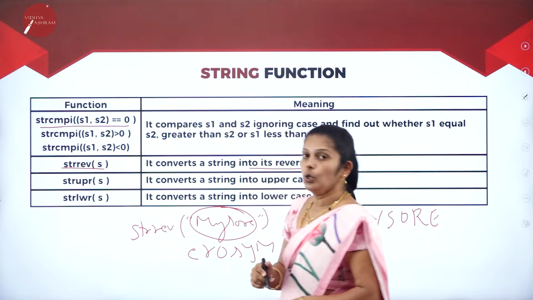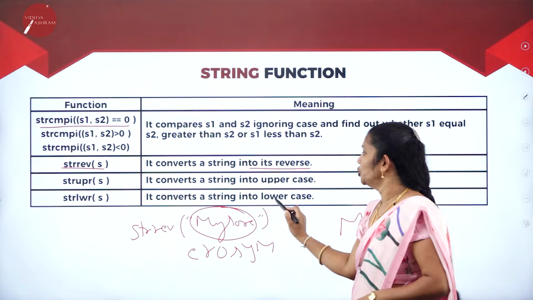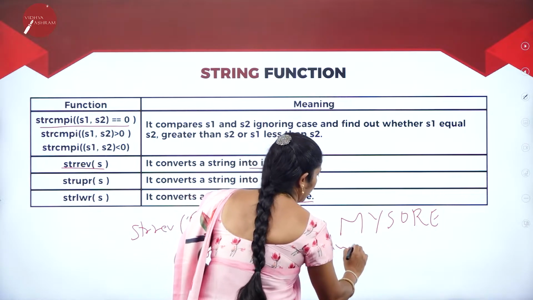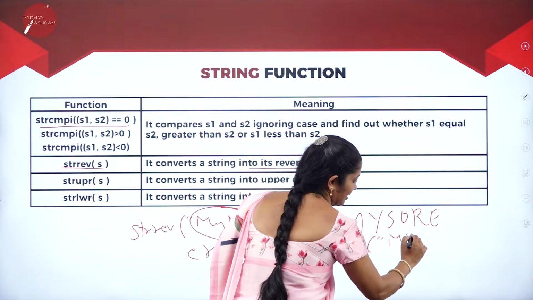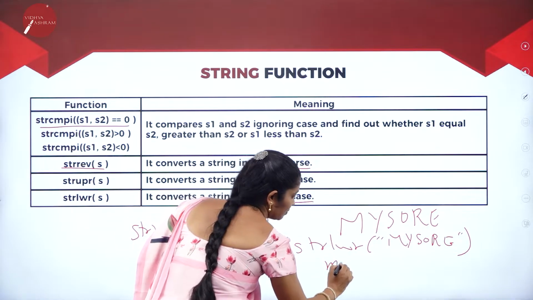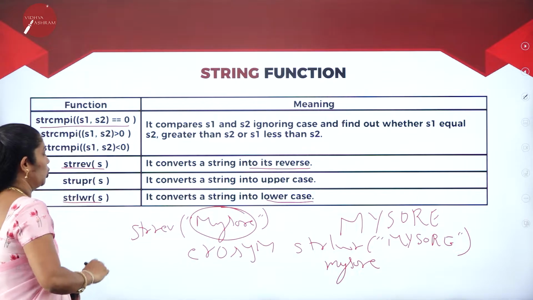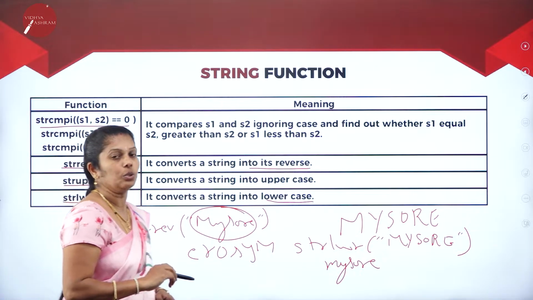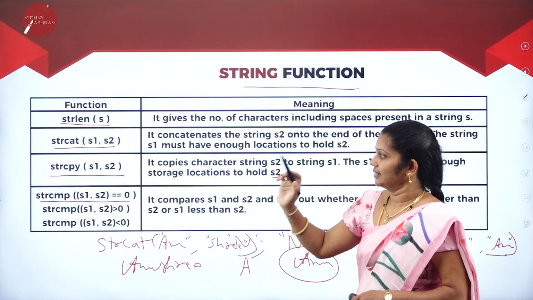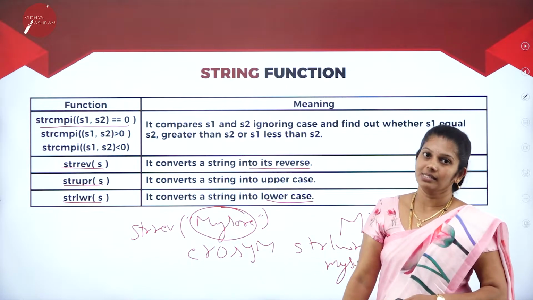And the next one, string lower. The name itself suggests it just converts the given string to lowercase. For example, if I write string lower Mysore in capital letters, then in the output you are going to get it in small letters. It just converts the given string to lowercase, whereas string upper converts the given string to uppercase. These are the few string functions: string length, string cat, string copy, string compare, string compare I, string reverse, string upper, as well as string lower.